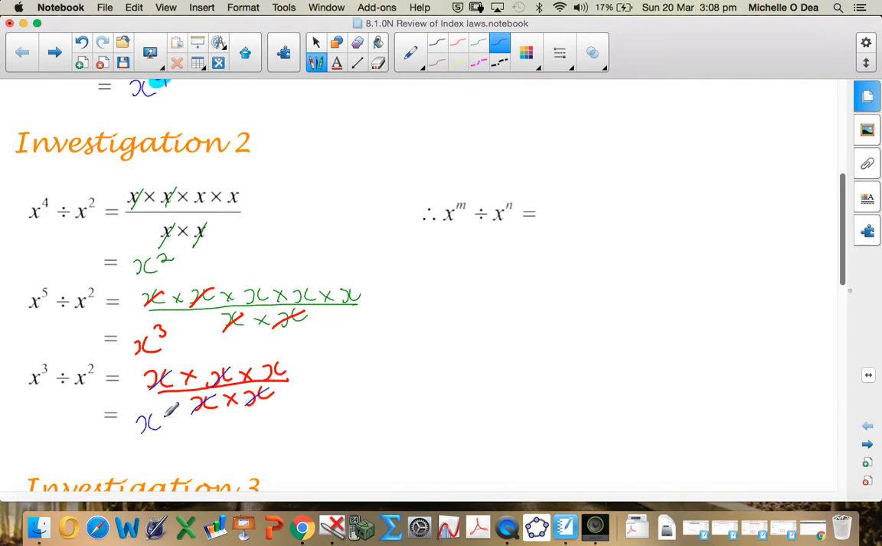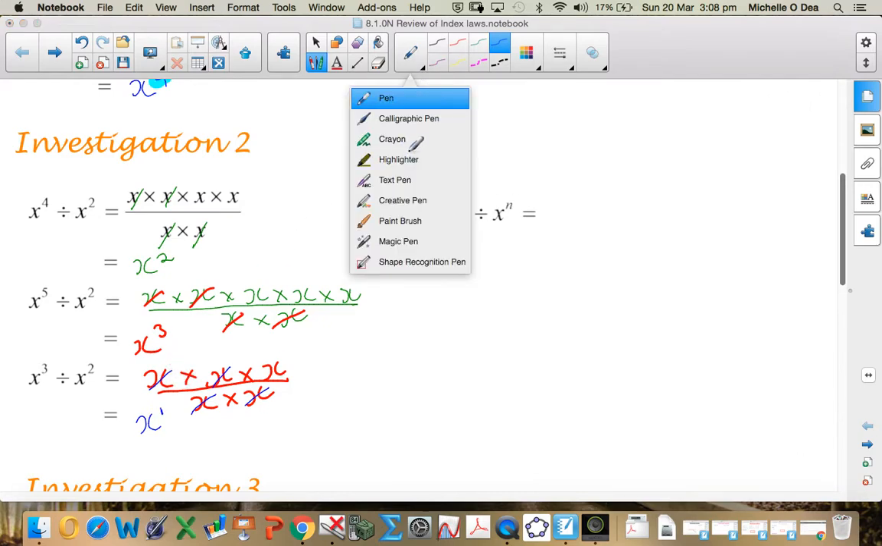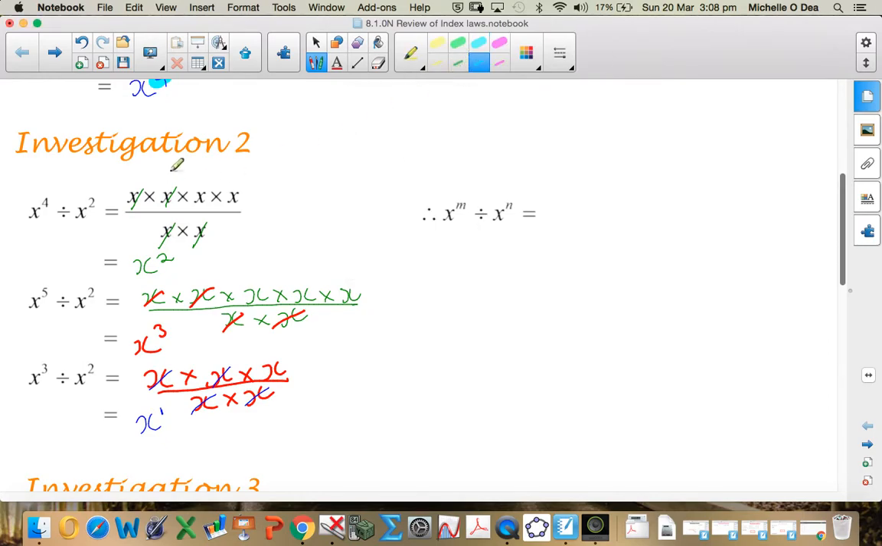So we're just left with x. Of course, that's to the power of 1, but we don't need to write that. Again, quickly looking for that pattern then. Hopefully you've already noticed we have a 4 and a 2 in our question, and in our answer we had a power of 2. We had a 5 and a 2 in our question, and the answer was a power of 3. A 3 and a 2 in the question, and then in the answer a power of 1.